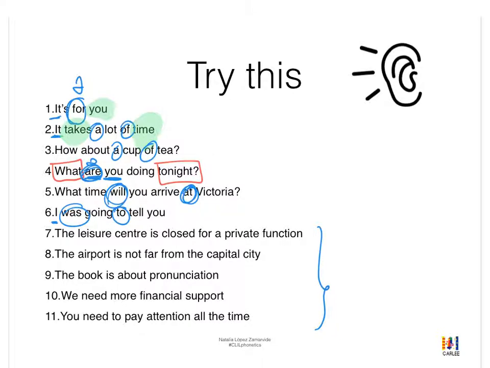It's for you. It takes a lot of time. How about a cup of tea? What are you doing tonight? What time will you arrive at Victoria? I was going to tell you. The leisure centre's closed for a private function. The airport is not far from the capital city. The book is about pronunciation. We need more financial support. You need to pay attention all of the time.